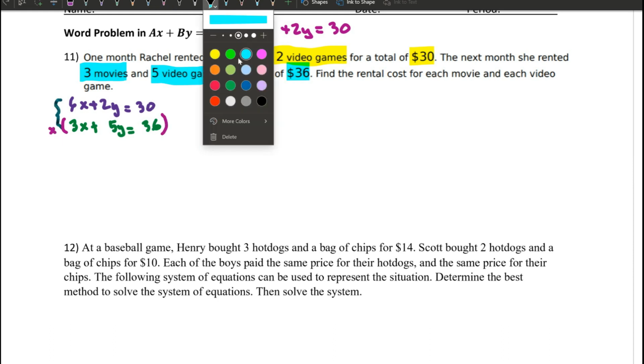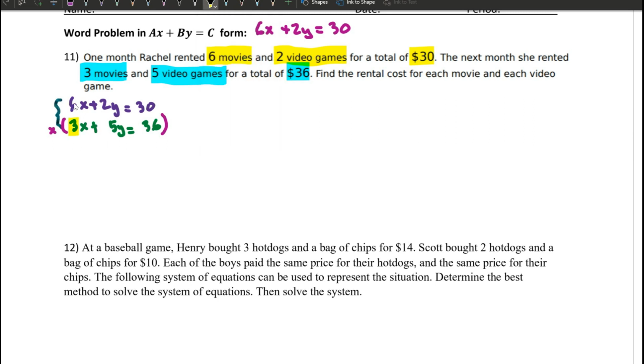To cancel the variable, you need the same coefficient, which is 6 and 3. We need to turn one of them into the other. So 3 can turn into 6 by multiplying the whole equation by 2. 2 times 3x is 6x. 2 times 5y is positive 10y. And 2 times 36 is 72.